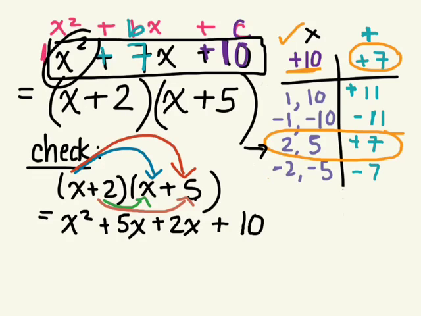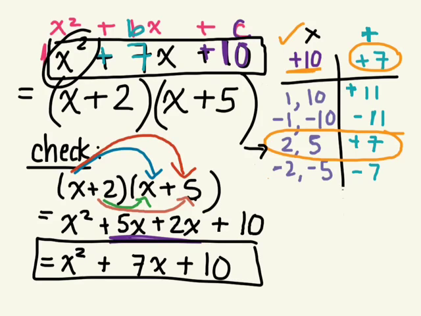Good. And then we can combine our like terms. These terms are alike, right? These two terms can go together, so we can simplify this, and we have x squared plus, what's 5x plus 2x? 7x. Plus 10. That was the original question, so we know that this has to be correct. It's made in factored form.